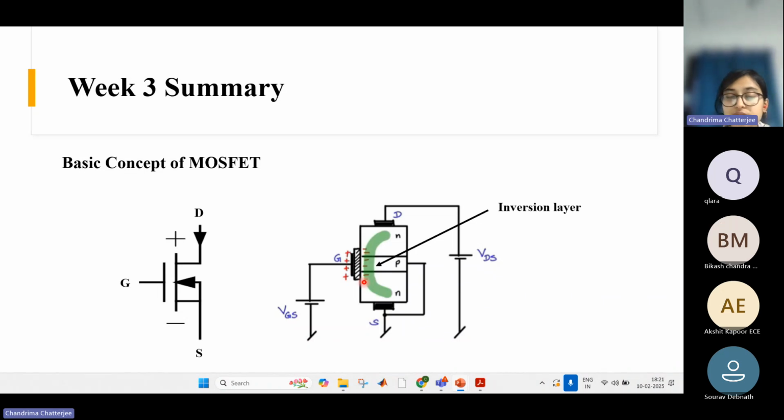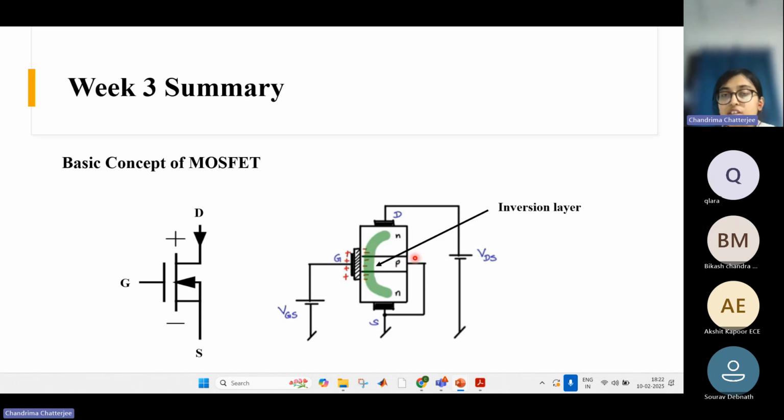The moment you withdraw this voltage, the electrons will disperse and the channel will be closed. There will be no channel at all. So its impedance will be very high and it will be off. It will no longer carry current. So this is the mechanism of the MOSFET, the operating principle, right? And this channel that is formed here, we call it the inversion layer. Okay. So this is basically an NPN enhancement type MOSFET.